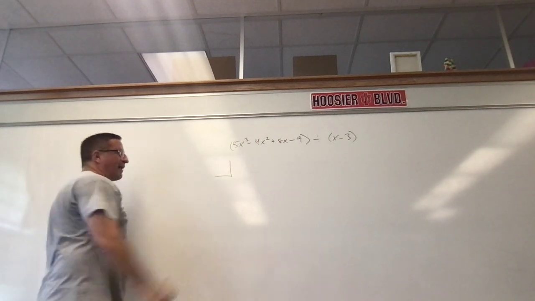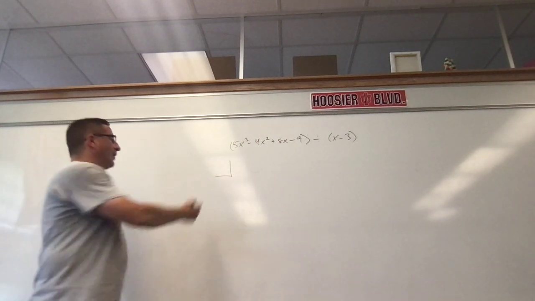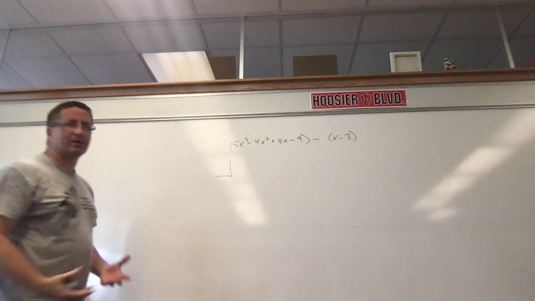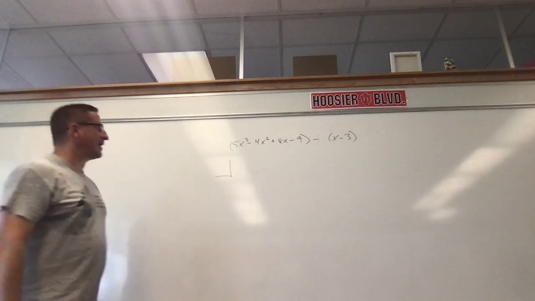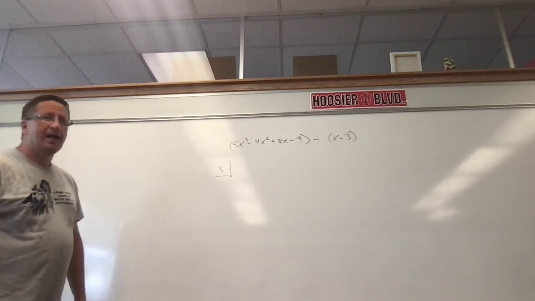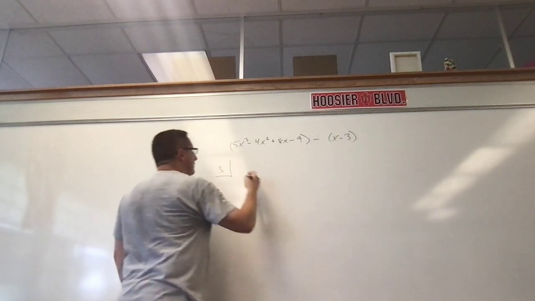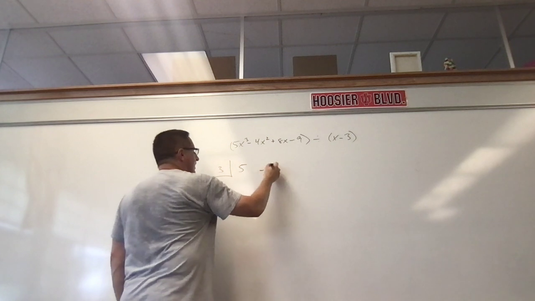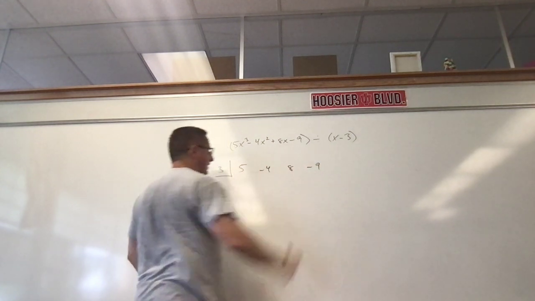You draw, and it's only half of a box. That's just the way you do it. If you want to draw a whole box, I guess you could, but every math book I ever saw, they just put a half of a box there. And on this particular problem, I'm going to put positive 3 in the whole box. And then on the top line, you put, in this case, 5, negative 4, 8, and negative 9.